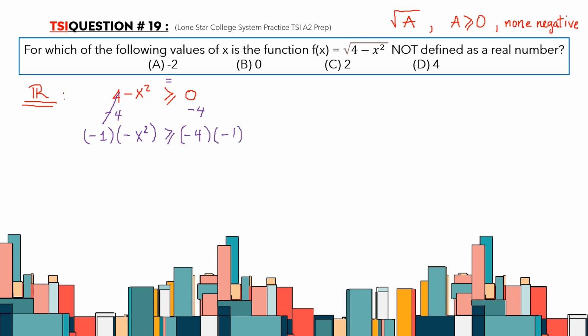When we multiply both sides by negative 1, we have to make sure we change the direction of the inequality. That is one of the rules we have to memorize. Because we multiply by a negative number, you have to change the direction of the inequality. So on the left hand side now we have x squared, and on the right hand side we have 4.